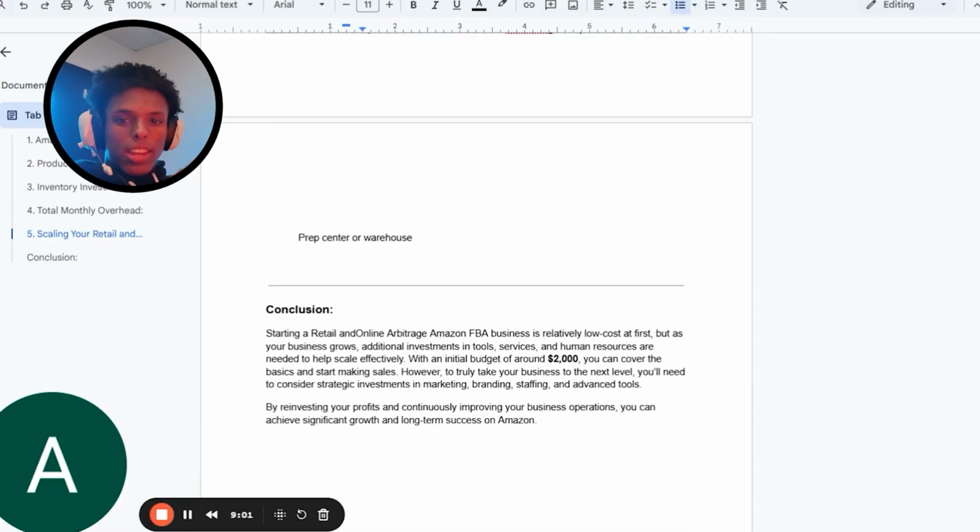I got you. I'm going to be sending this to all the people in my DMs, everybody that asks me how much money do I have to put into Amazon FBA. It's relatively low cost. It's about $1,000 to $2,000. It's very easy. I would recommend if you want to start growing and scaling as fast as you can, reinvest all your profits, and yeah, pretty simple.